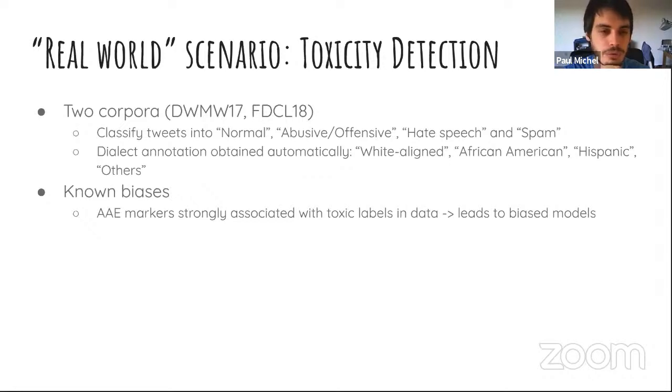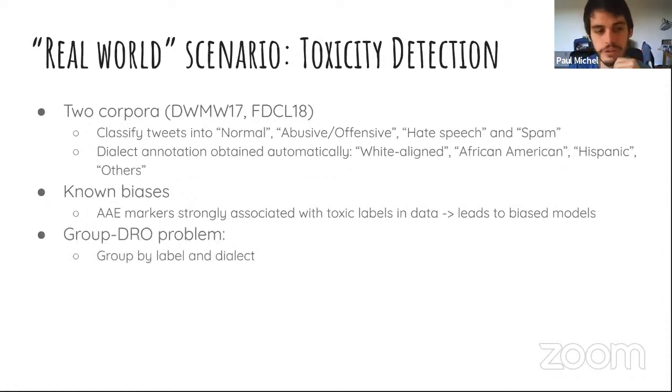So in order to assess this, we take annotations from previous work of each tweet in these datasets, and they're annotated as white-aligned, African-American, Hispanic, and others. I should mention as a big caveat that these annotations are obtained from a model, right? So they're not perfect. I think some previous work has shown that they correlate highly with self-declared race, but this should not be taken as ground truth. And ideally, it would be great if we had a data set with actual labels provided by the users. But they still serve as a useful proxy. And we turn this into a group DRO problem by grouping tweets by label and dialect. So we have white-aligned normal, white-aligned abusive, white-aligned hate speech, African-American normal, African-American abusive, et cetera, all right?